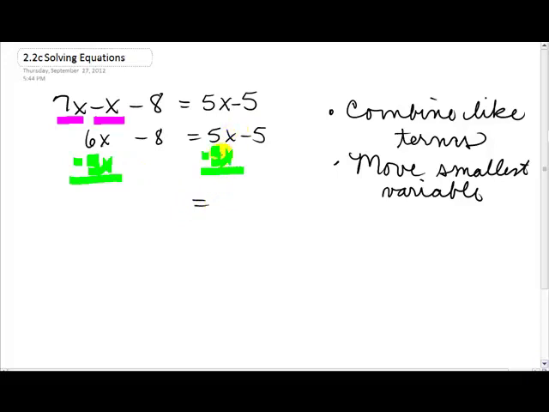And here, these become 0 and cancel out. We're left with minus 5. 6 minus 5 is 1x minus 8.